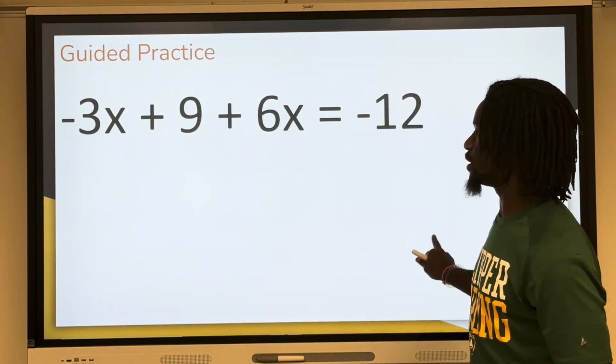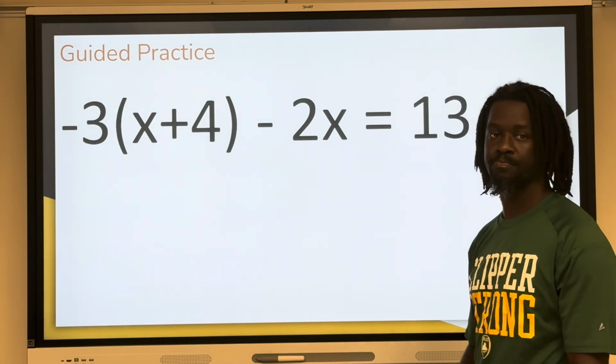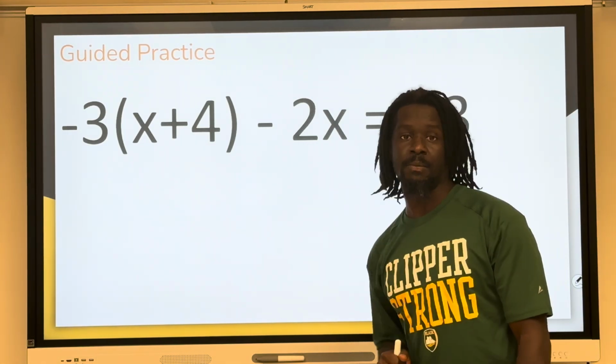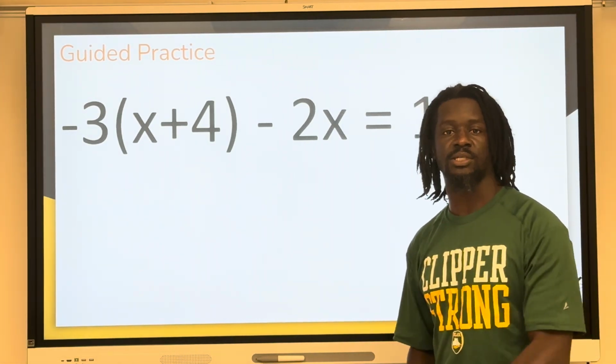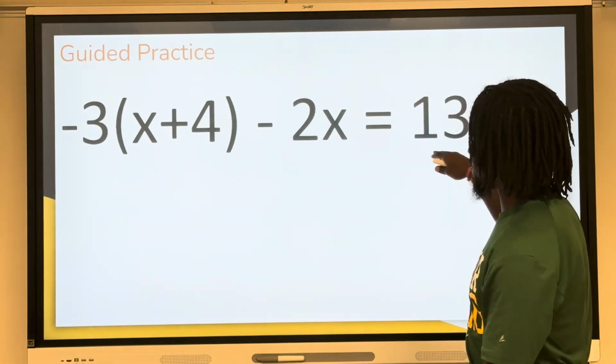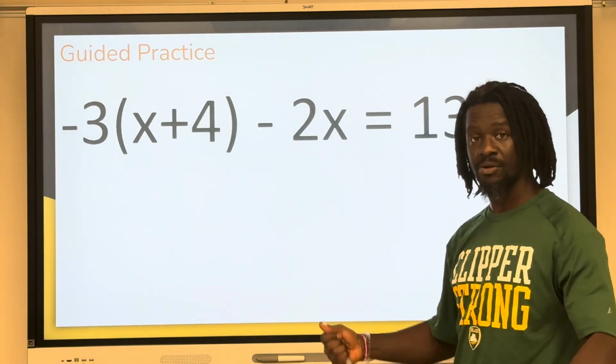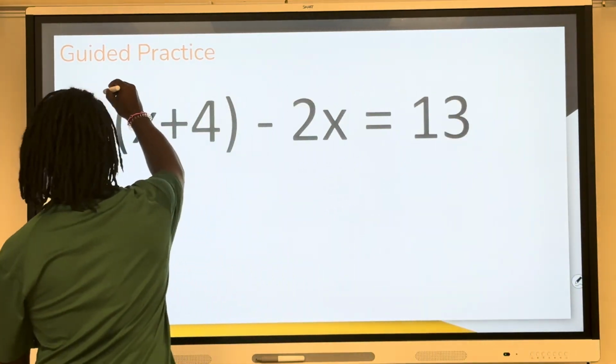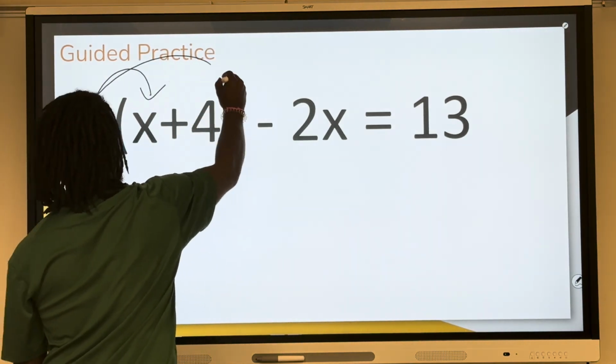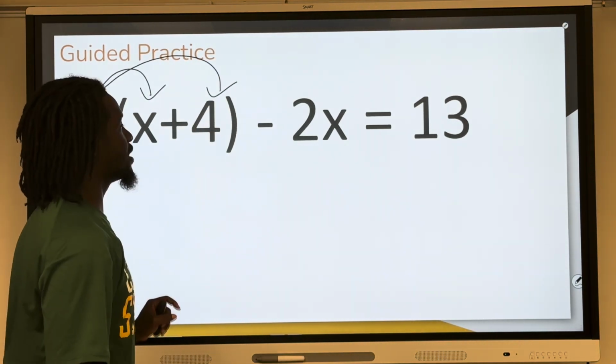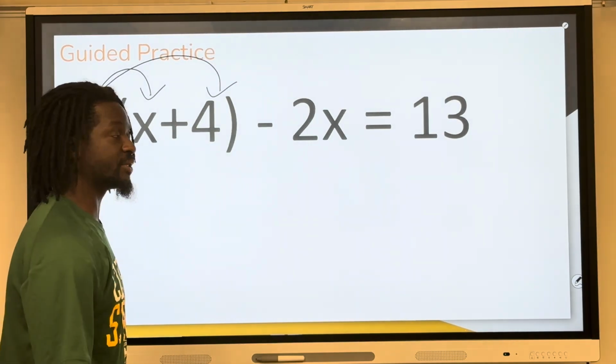Now let's move on to example number 2. First step in solving multi-step equations is to do the distributive property. Is there anything to distribute there? There is, this negative 3. So I am going to distribute the negative 3 to the x and to the positive 4.